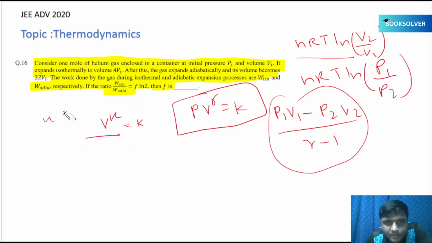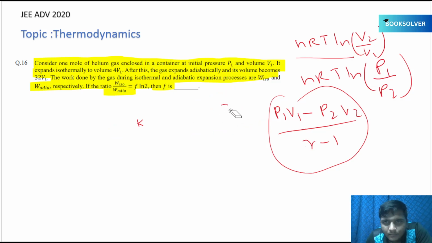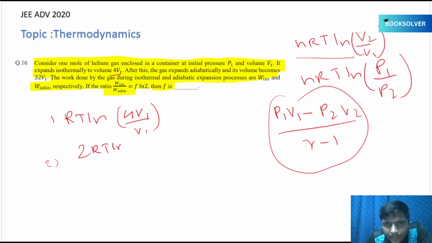Let me erase all this. So here, given first, the volume changes from V1 to 4V1. So what can be the work done here? It will be nothing but, 1 mole is given, so RT ln of 4V1 by V1. So it will be equal to 2RT ln 2. This is the work done for the isothermal part.